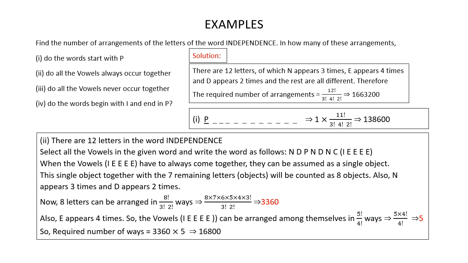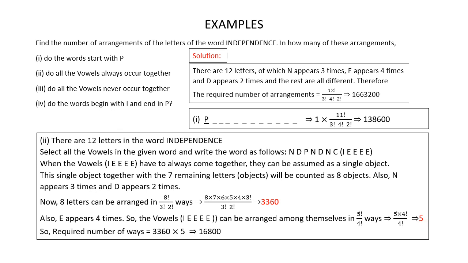Now 5 factorial can be written as 5 multiplied by 4 factorial. So after cancelling out these 4 factorials, we'll be left with 5. So the vowels can be arranged amongst themselves in 5 ways.